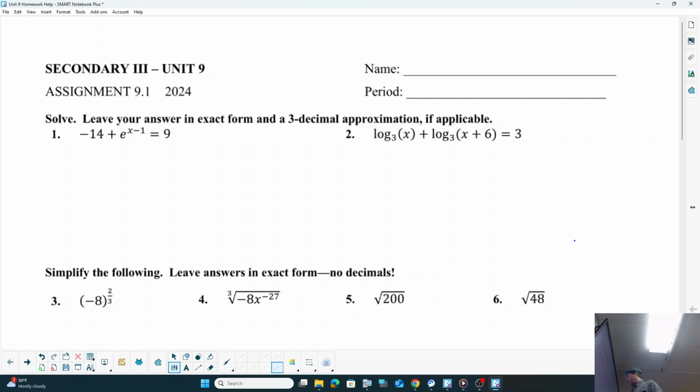Do you still remember how to solve logarithms? Do you remember how to condense logarithms? We're going to pause it for a moment.